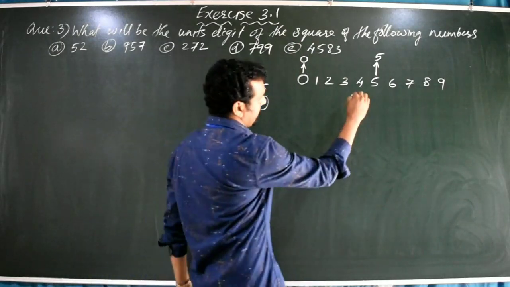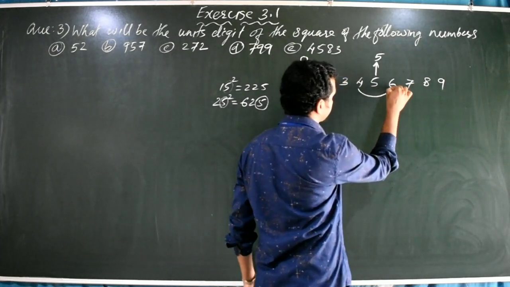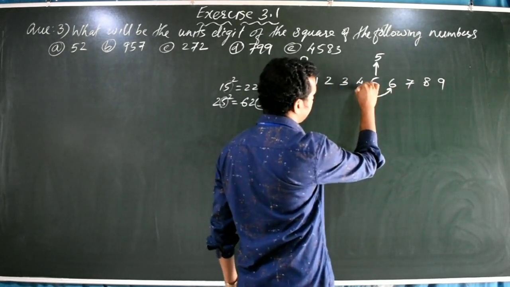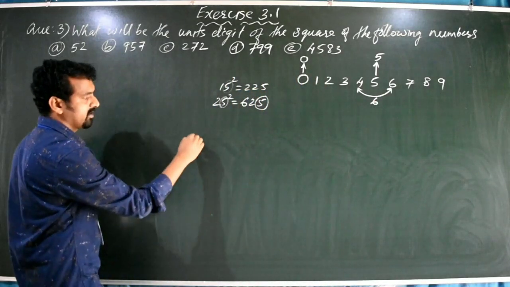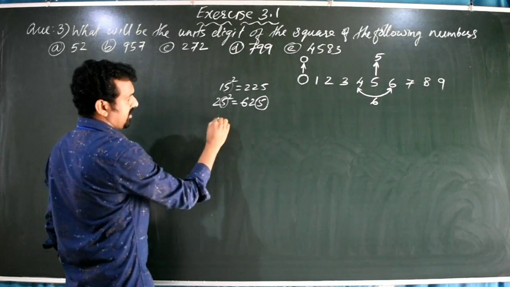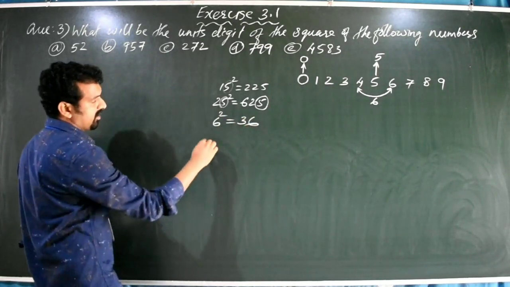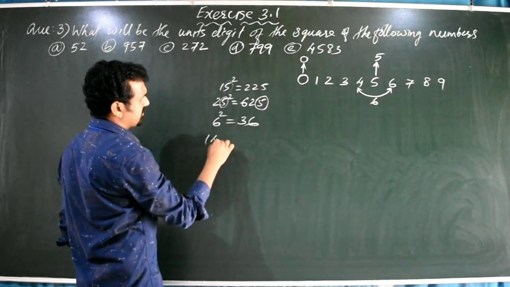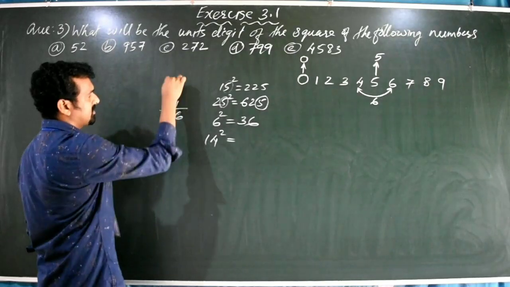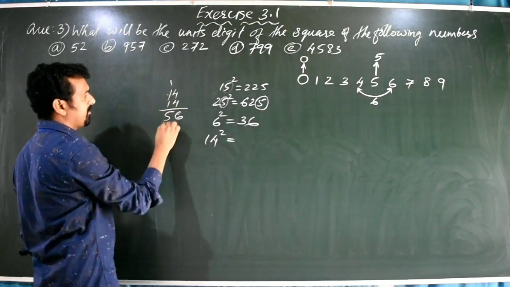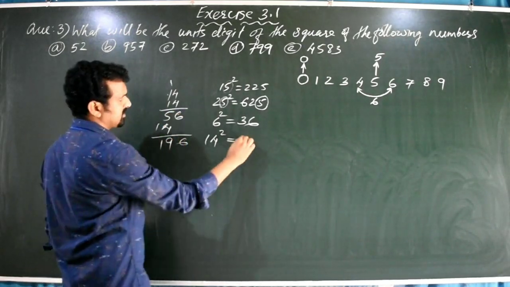If a number ends with the digits 4 or 6, then its square will end with the digit 6. Example, 6 square, 6 sixes are 36. Or 14 square, 14 into 14, what is the answer? 14 into 14, 4 fours are 16, 6 remain, 1, 4 ones are 4 plus 1, 5, 4, 1, 6, 5 plus 1, 9, 196, 196.